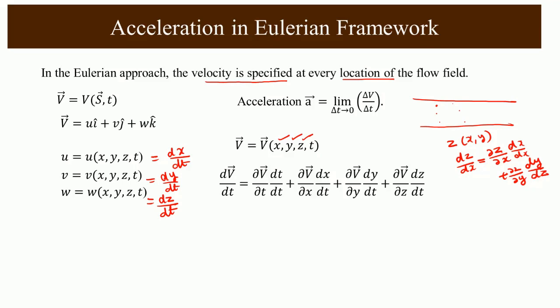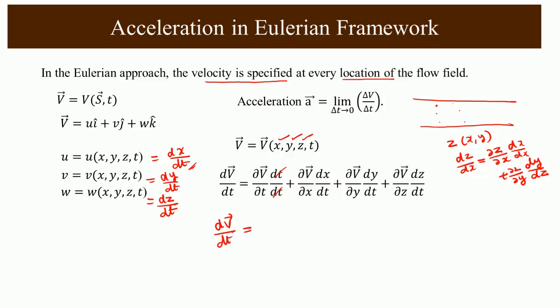Now if you see, this dt cancels, and what is dx by dt? dx by dt is u. So we can write this as like this. Okay, so this particular thing we can write it as Dv by Dt.